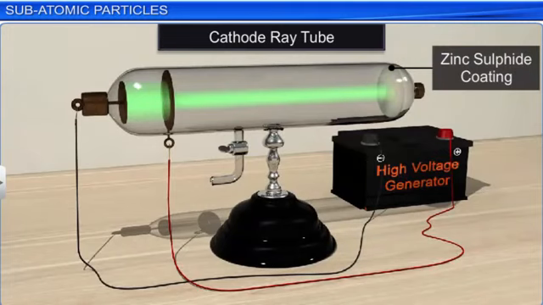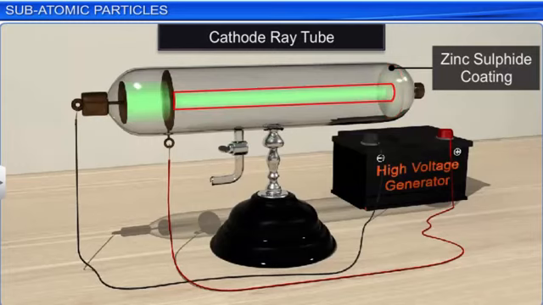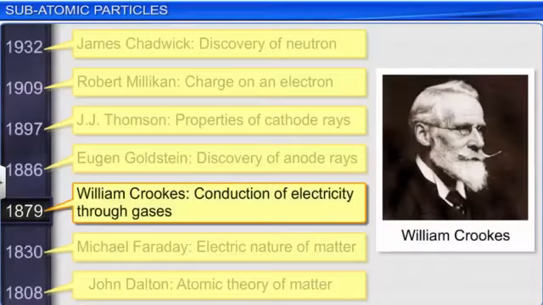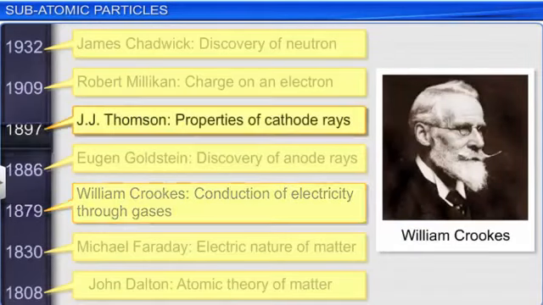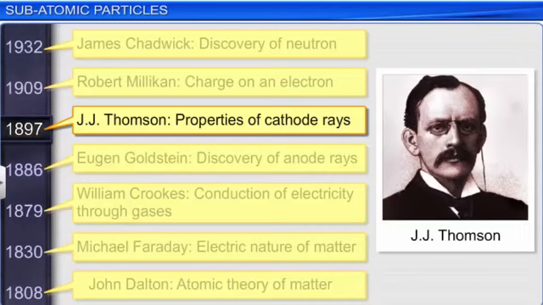This time, he noticed a bright spot on the coating behind the anode, which confirmed two things. One, the current consisted of invisible rays of particles, some of which could pass through the perforated anode. Two, these rays were emitted out of the cathode and moved towards the anode. These rays were named cathode rays. Some other facts about the cathode rays were discovered in 1897 by J.J. Thomson and other scientists through a series of experiments.